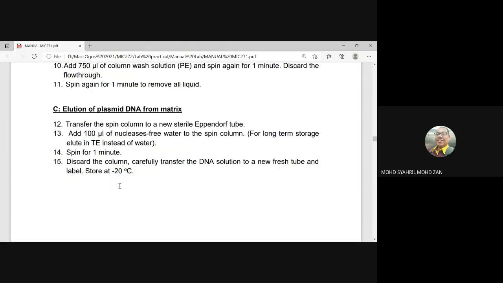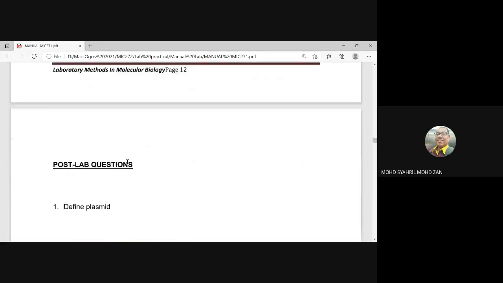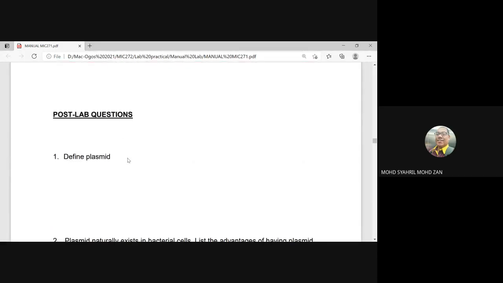And discard the column and carefully transfer the DNA solution to the new fresh tube and label. So to keep our plasmid DNA in the right condition, ataupun kita dormantkan kita punya plasmid, it must be stored at negative 20 degree Celsius. Okay, so awak dapatlah plasmid extraction daripada bacteria cultures. Okay. Continue. So there are post lab question you have to answer.